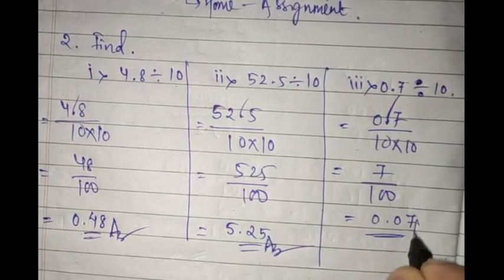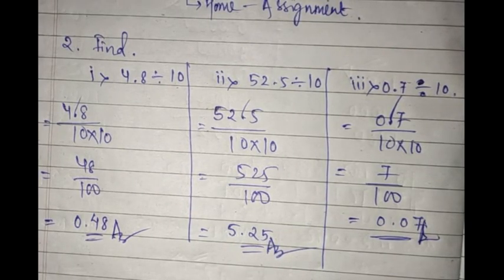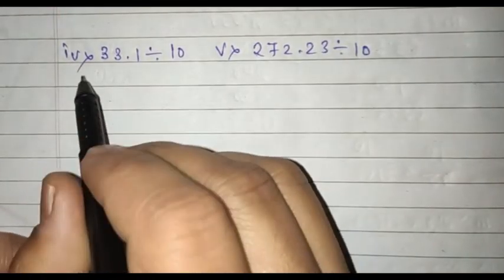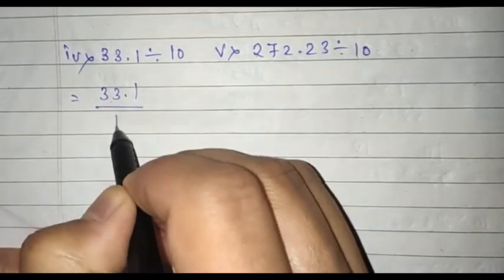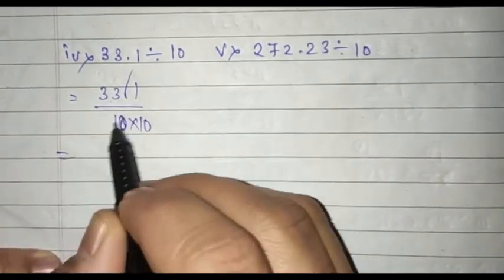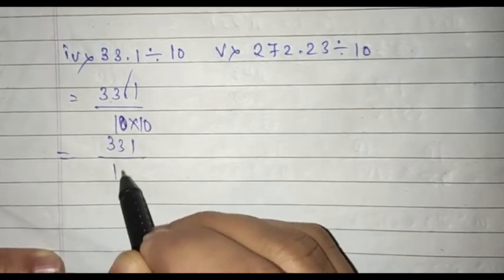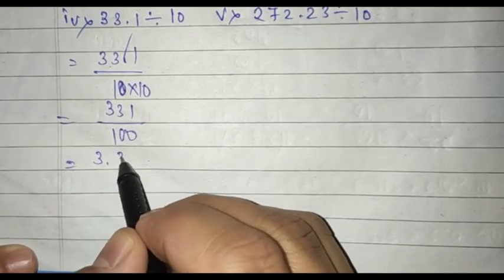I hope you don't have any problem. You should not have any problem with the division. Alright, whenever you are dividing or whenever you are multiplying, your multiplication should be perfect, your division should be absolutely accurate. Alright, we are proceeding to question number 4. 33.1 divided by 10. Remove this point, write 10, multiply it below in the denominator. 331 divided by 100, right? Whenever you divide this, you'll get 3.31.